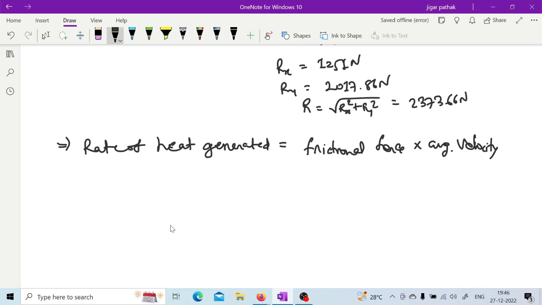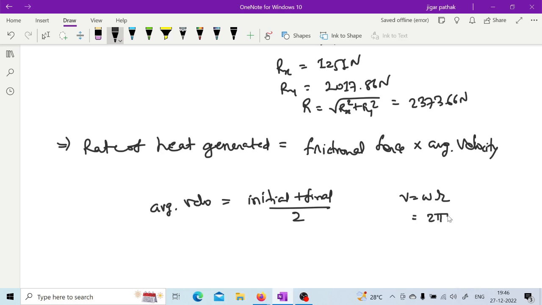U1 plus U2 by 2. Actually, you need to consider both velocities, right? So final velocity and initial velocity, and then you need to take the average, right? So if you go for that average velocity, then it is initial plus final divided by 2.